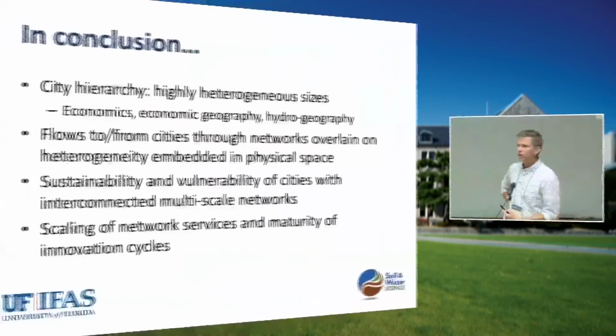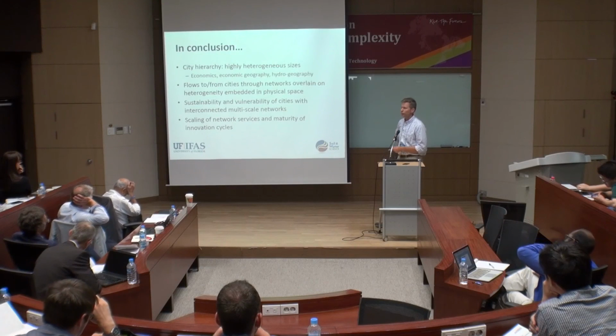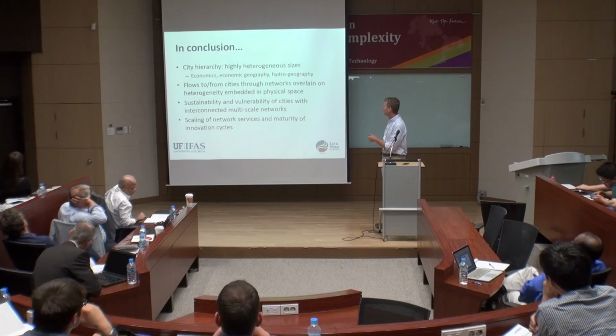So in conclusion, what I think are important ideas for us to reflect on are the hierarchy of cities, which we know are highly heterogeneous. We have geographical, economic and even hydrogeographic explanations to think about why people live where they do. We can think about the flows through cities, flows of people, flows of goods, flows of information between cities on networks. We can think that those cities are embedded in spatially heterogeneous places with heterogeneous properties, and we have some potential tools to analyze those. And we can even think about the vulnerability of those interlinked networks and the services they provide.